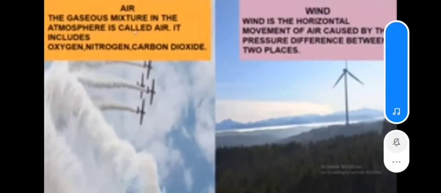Number 5. That is winds. Now let us see the difference between air and wind first.